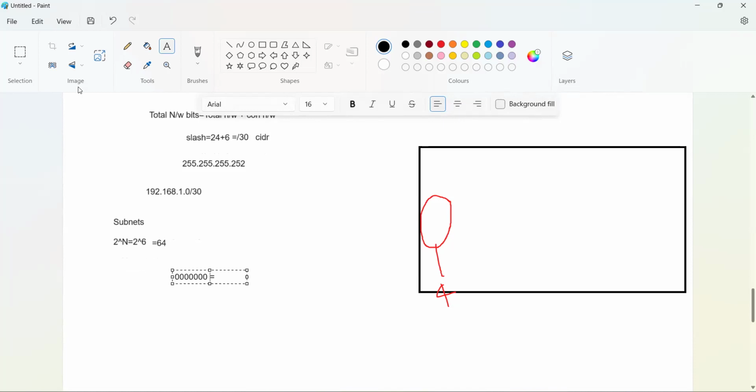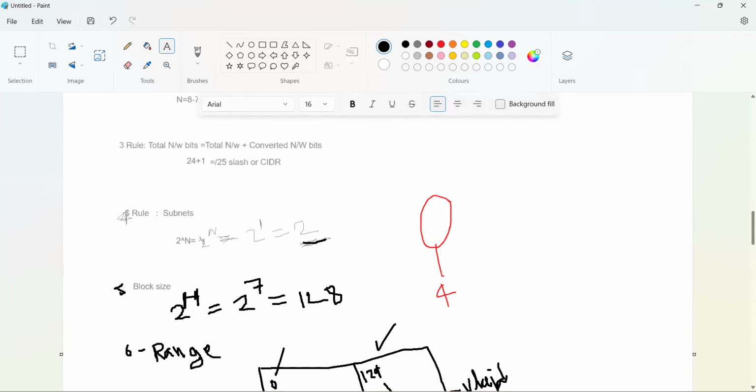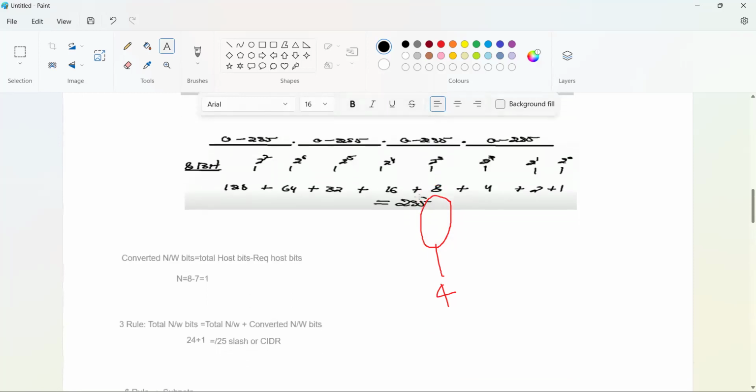Now come from here, from starting 1. The value is 1, 2. How did I get 128? I calculate this because here the 2 host bits are there. Just I remove that. 2 host bits are there. Take it here.